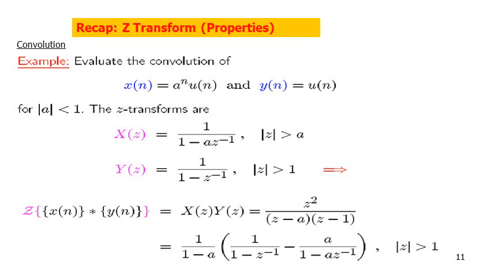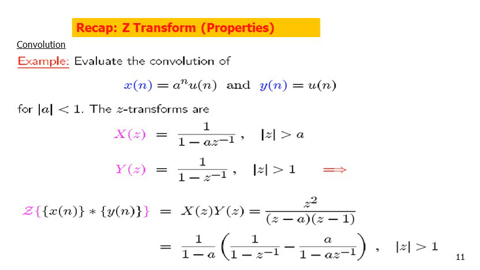So first, we find the z transform of x of n, which is X of z, and which is 1 over 1 minus a z inverse with ROC |z| greater than |a|. And similarly, we find the z transform of y, which is Y of z equal to 1 over 1 minus z inverse, and the ROC is |z| greater than 1. Then we multiply these two z transforms, which turns out to be the z transform of the convolution of x of n and y of n.